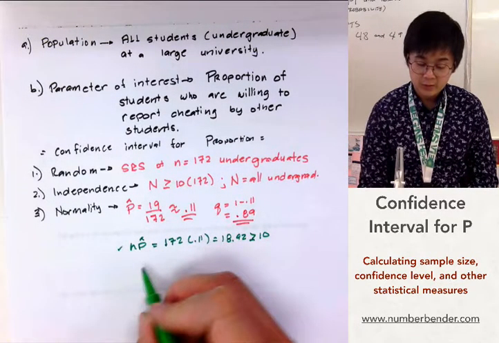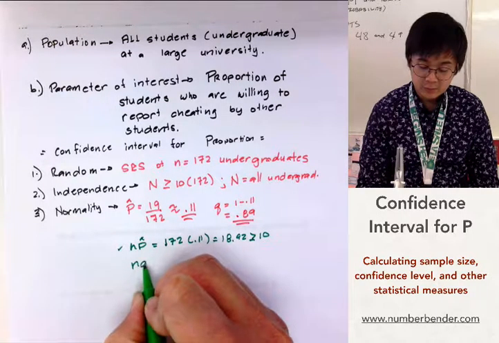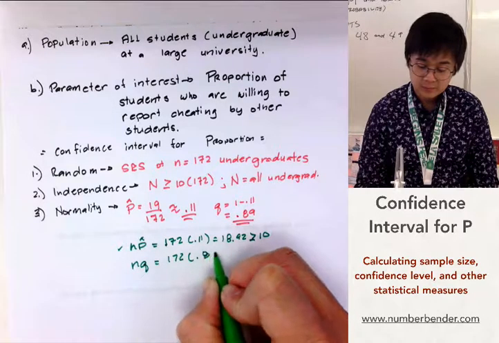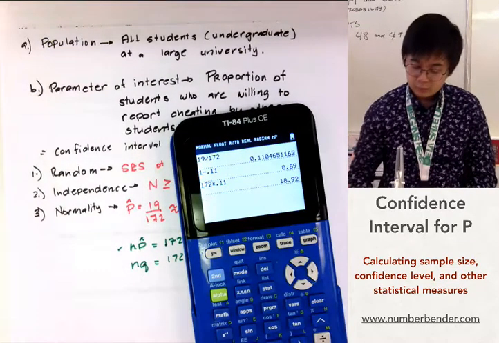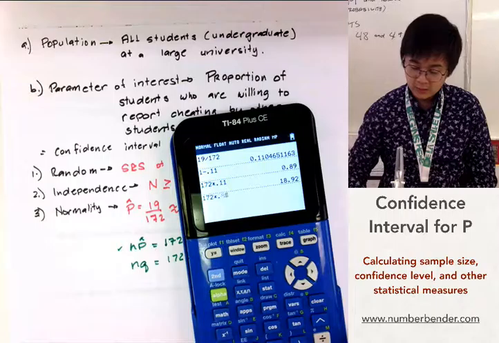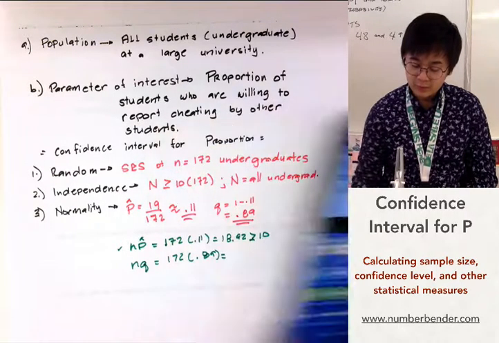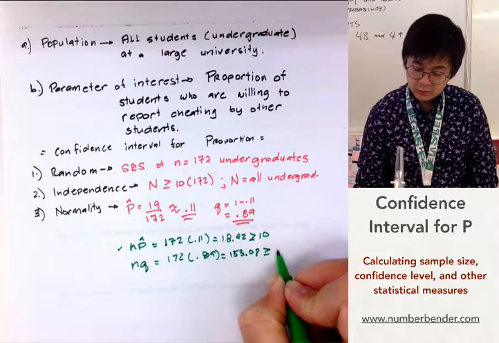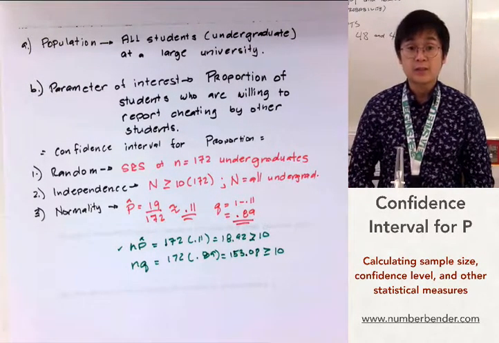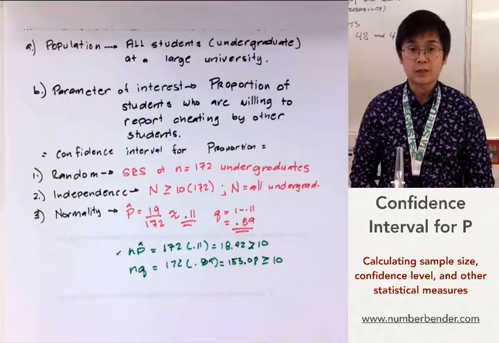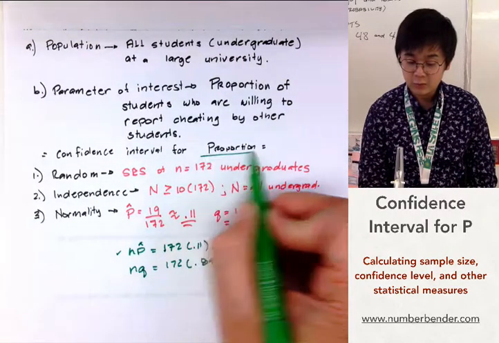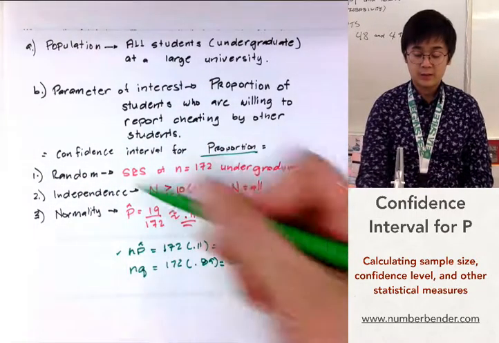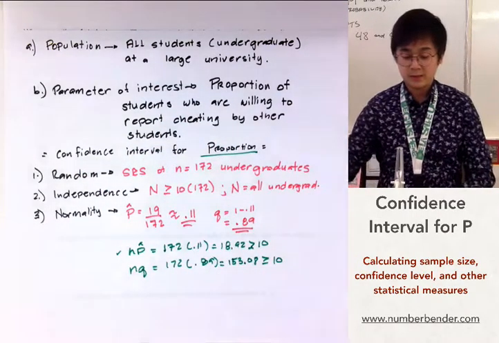Yung second one would be n times q. So, 172 times 0.89. So, 172 times 0.89 is 153, which is also greater than 10. So, in this case, na-satisfy na natin yung tatlong conditions ng confidence interval for population proportion given yung randomness, independence, and normality. Now, yung problem number 2 naman.